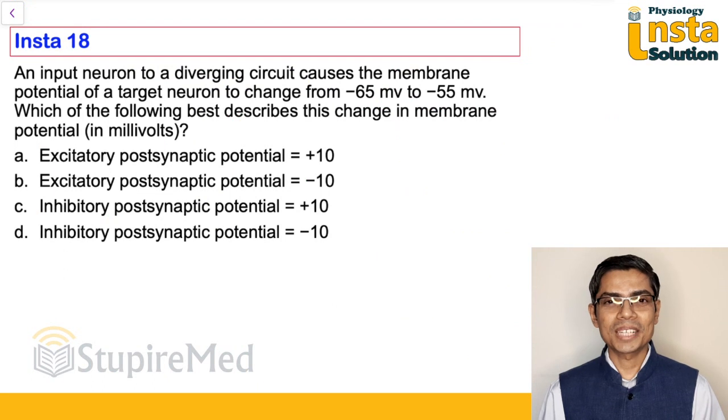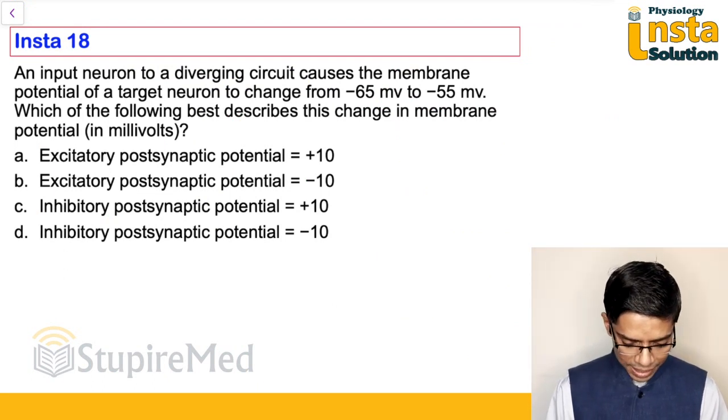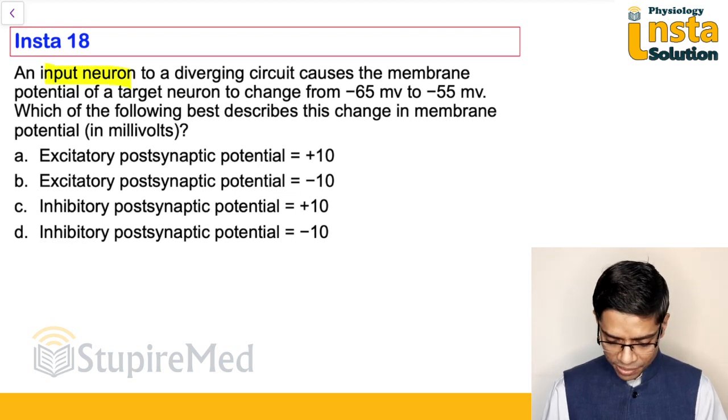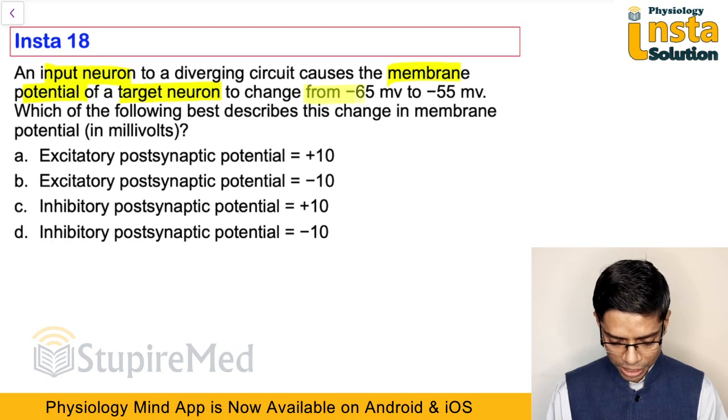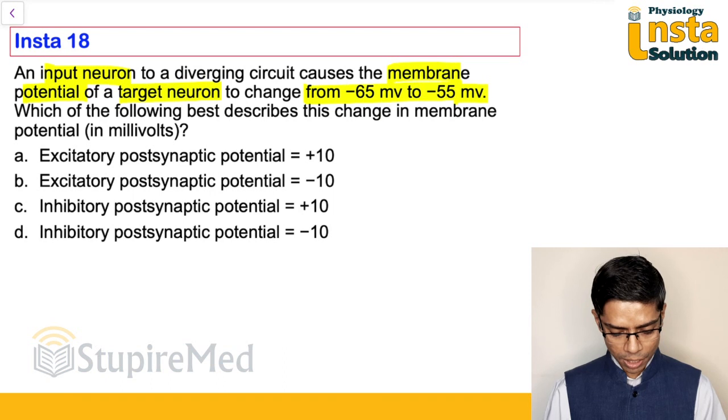Hello student, we are going to discuss Insta number 18. So, an input neuron to a diverging circuit causes the membrane potential of a target neuron to change from minus 65 to minus 55 millivolt. Which of the following best describes these changes?